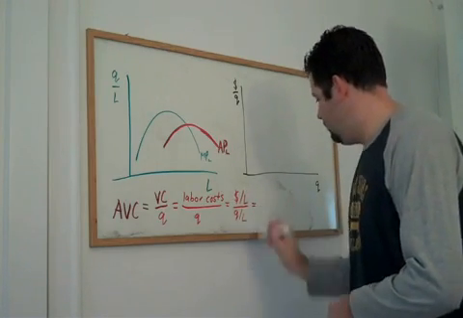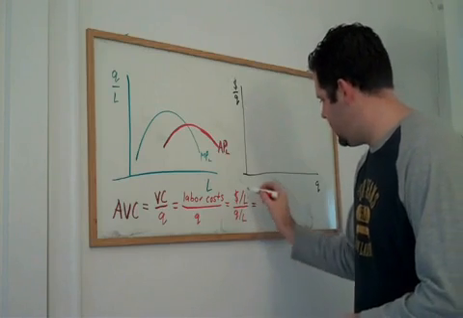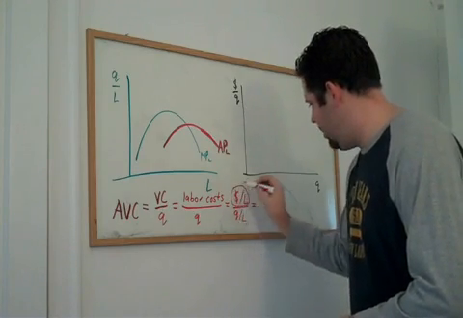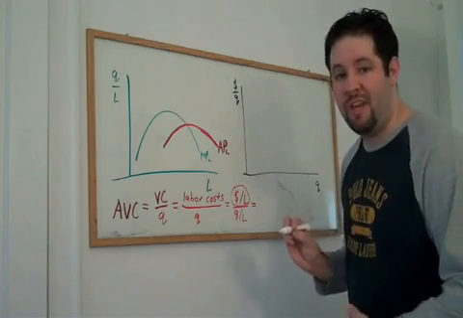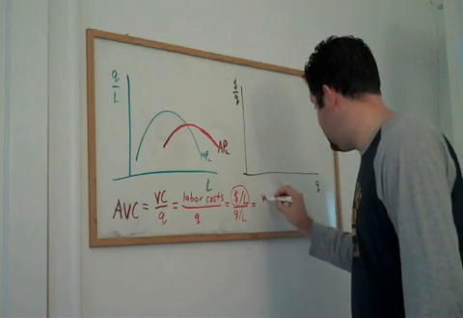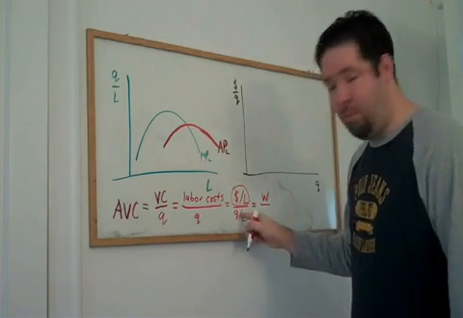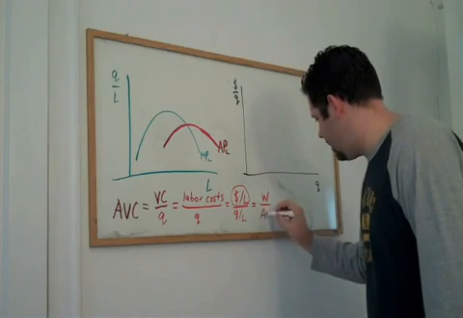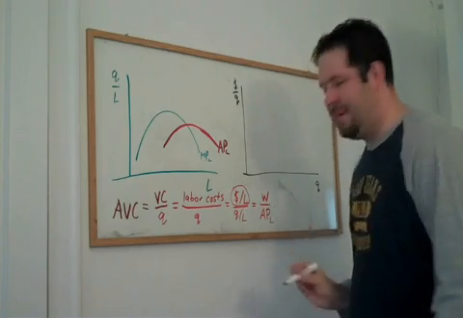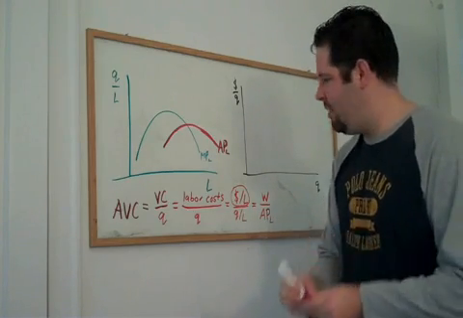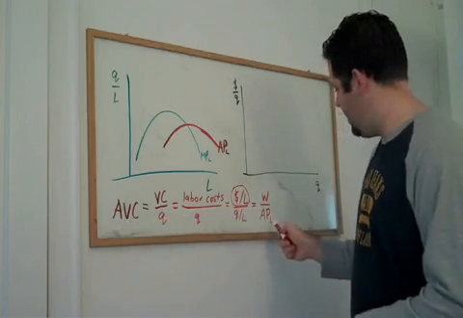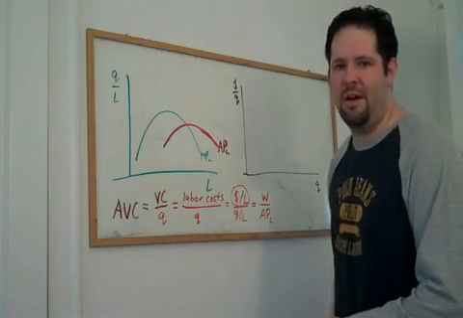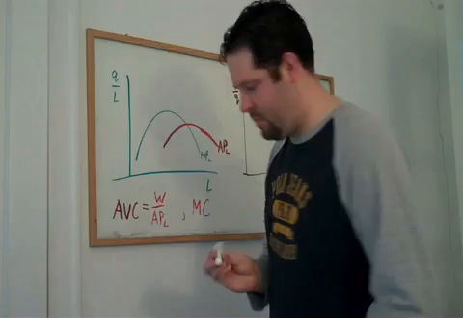So let's think about what these things are. This is dollars per unit of labor. That's just the wage. And this is output per unit of labor. Well, that's just our average product. And so now we have a relationship between average variable cost and average product. All we need to know is the wage.